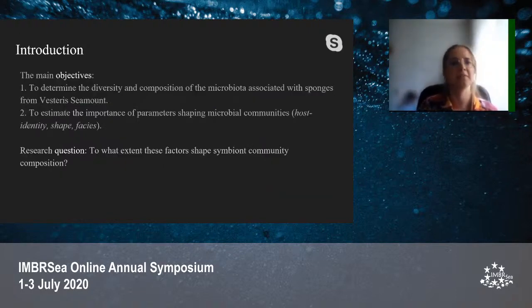The main objectives of this work are to determine the diversity and composition of the microbiota associated with sponges from Vesteris Seamount and to estimate the importance of parameters shaping microbial communities. So I'll try to answer the question: to what extent do these factors shape symbiont community composition?